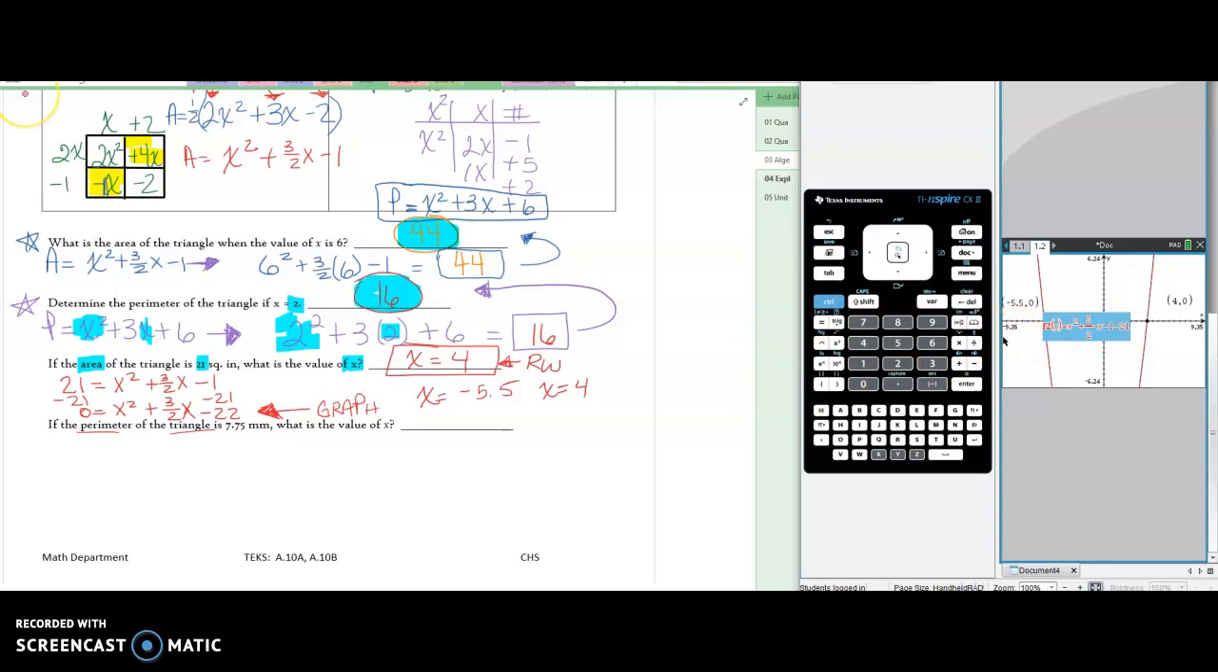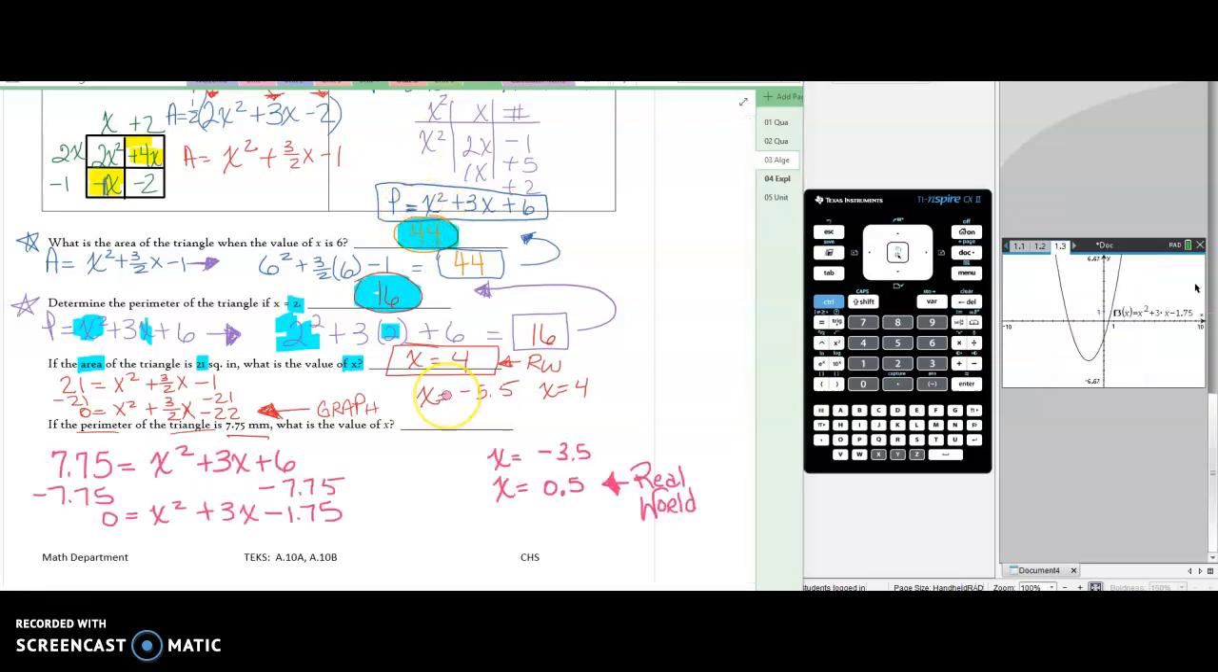Let's find the value of x if the perimeter of the triangle is 7.75 millimeters. Remember, the perimeter has an x squared in it. You're probably going to have to graph. Let's see how you did.